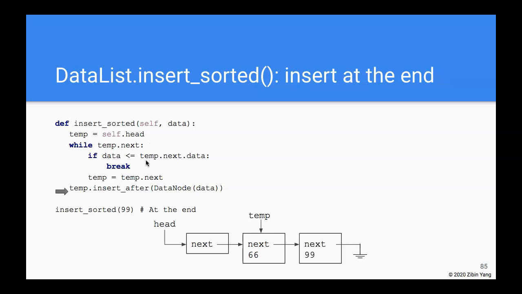And we're going to exit the loop and insert the new data, wrapped in a new data node, after temp. So here is the new list that has 66 and 99. It is sorted, and so we correctly insert the new number.